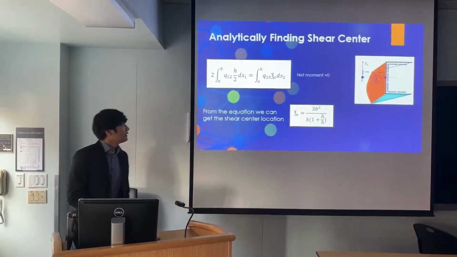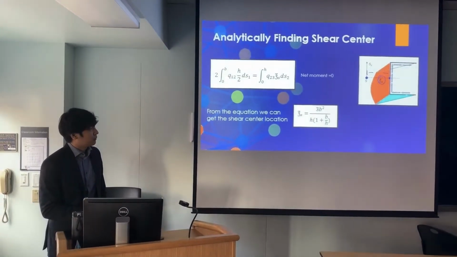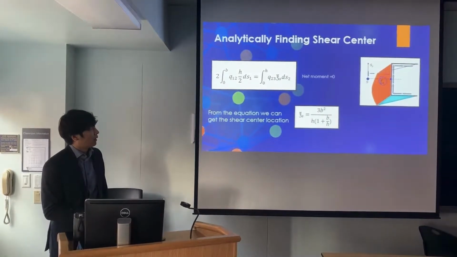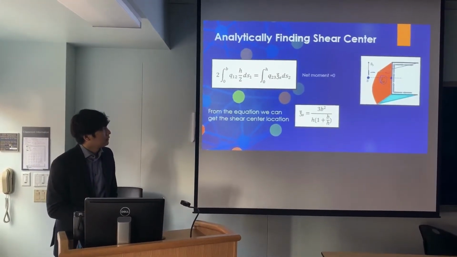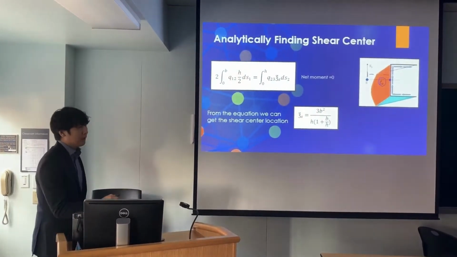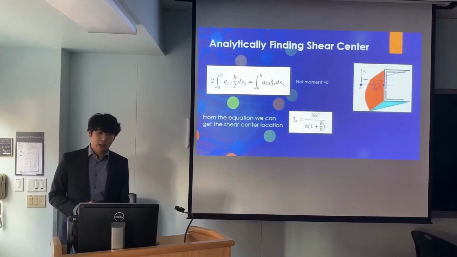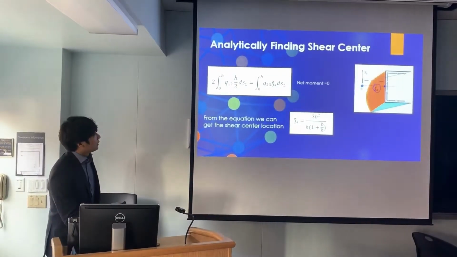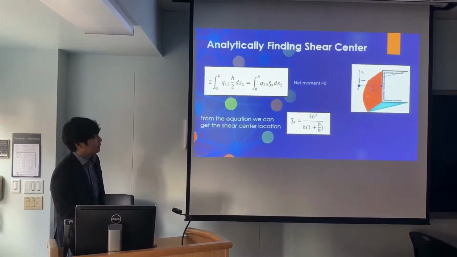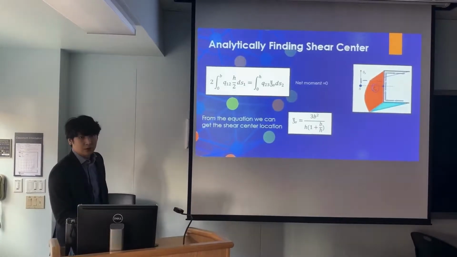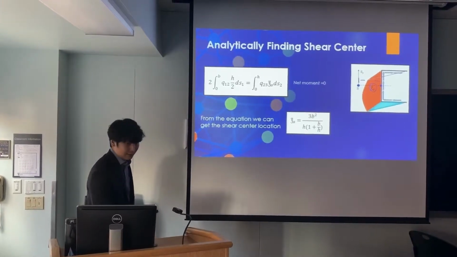So we know that the moment created by the bottom bar and top bar will be cancelled by the moment created by the vertical bar. So we can get this equation to determine the location of the shear center. C will be the distance from the vertical bar to the shear center location. Here is a simplified equation of C.